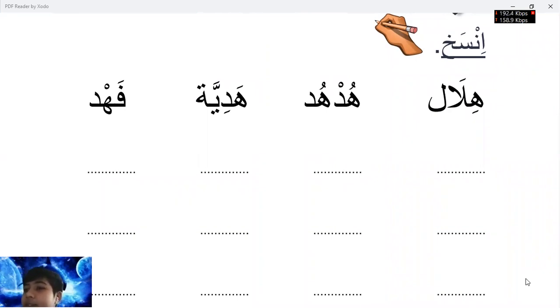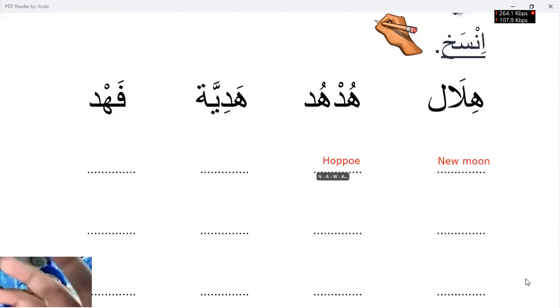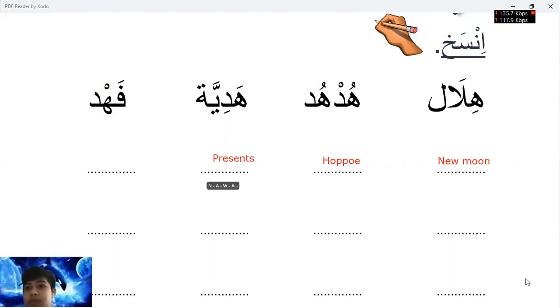Now, we have word meanings. Let me write because it tells us to write, right? Okay, that's the answer. Correct. Wasn't it the hoopoe? Yes. Present. Singular word. Wait, I did it wrong. Yeah, I got it. Okay, good.